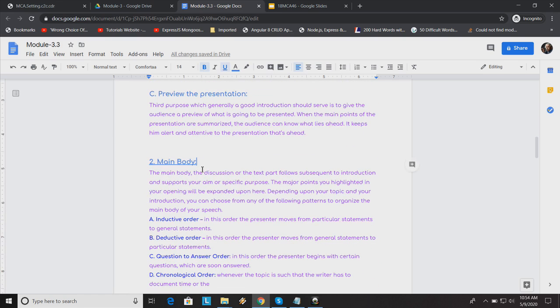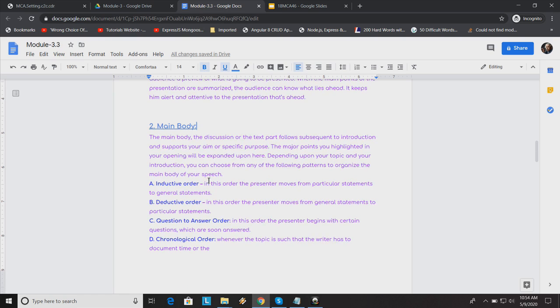The main body. After the introduction, you have to sell your topics, explain your topic, make the audience understand your topic. The points are inductive order, deductive order, question to answer order, and chronological order. Inductive order, in the sense the presenter moves from particular statements to general statements. In the sense he starts with it, goes on to the slides, and hence answers all the questions later.